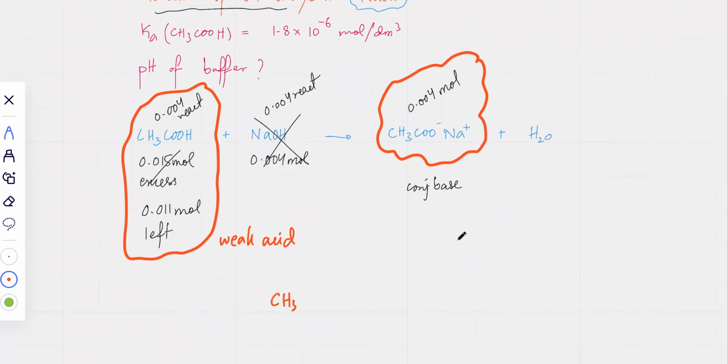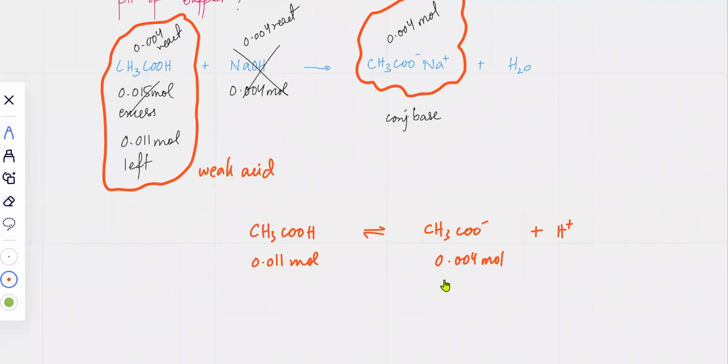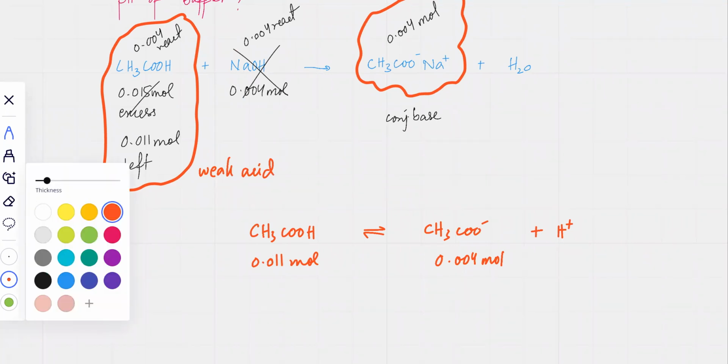Your mixture would contain two things. It would contain ethanoic acid, and it would also have the conjugate base as well. How many moles of this? The mixture would contain 0.004 moles of these ethanoate ions. It would contain 0.011 moles of this thing, right? So this is your solution. This is the end story of your solution. All of this would be present in your solution.